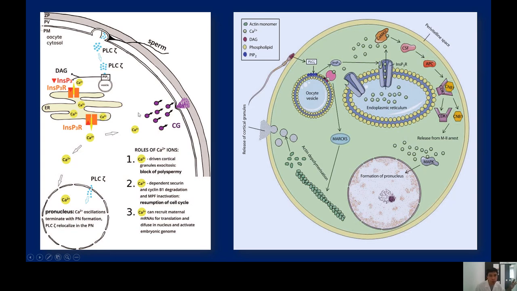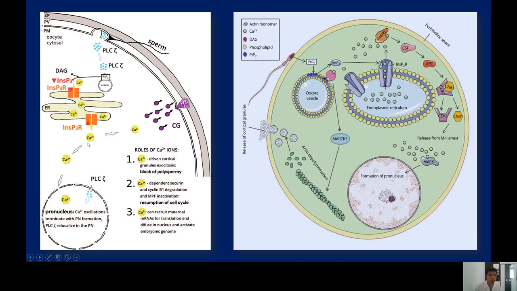These cortical granules are already in the cytoplasm, but when the concentration of calcium increases, the cortical granules will be mobilized and undergo exocytosis, releasing their substance to form layers that block the intrusion of other sperm, the so-called blocking of polyspermy. And then the calcium is also needed for the resumption of the cell cycle, because before fertilization the division of such an oocyte is not completed yet, and therefore by the increase of calcium it will finish the cell cycle.